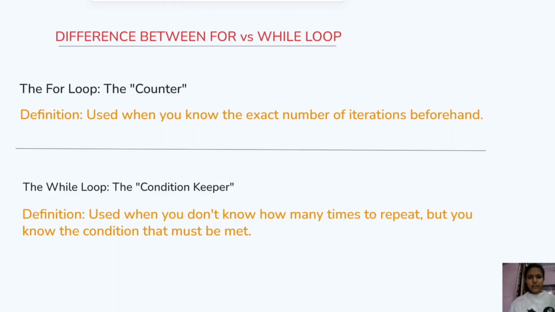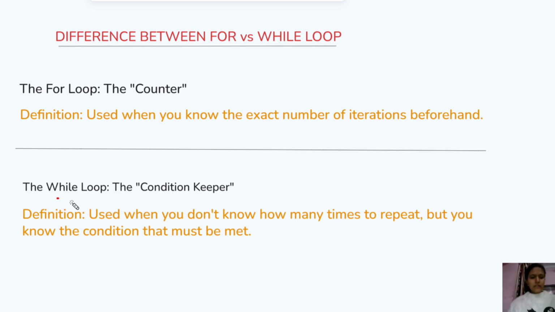Today we will cover the difference between for loop and while loop. So let's start now. The for loop is basically the counter, meaning it is used when you know the exact number of iterations beforehand. Before iterating the loop, we know how many times the loop will run or execute.